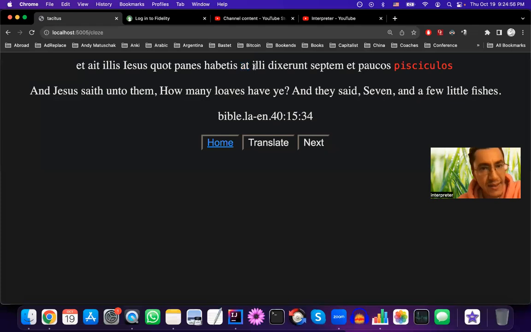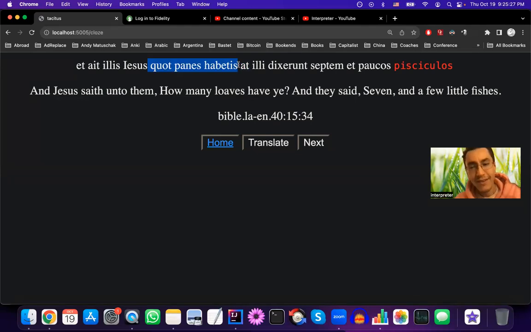And so yeah, "ait illis Iesus quat panes habetis." That's a question. We don't have punctuation in the Latin, so you have to figure it out for yourself. Remember, the Romans didn't have punctuation. Did the Romans have a difference between capital and lowercase letters? No. So we have that advantage, at least. Do the Romans have spaces between words? No. So we have some advantages.